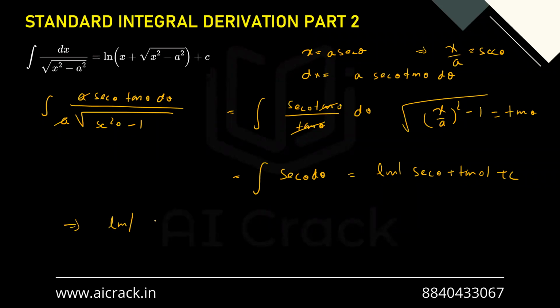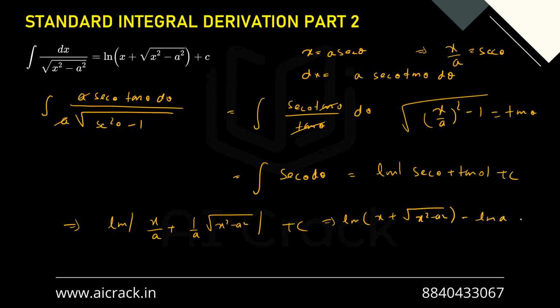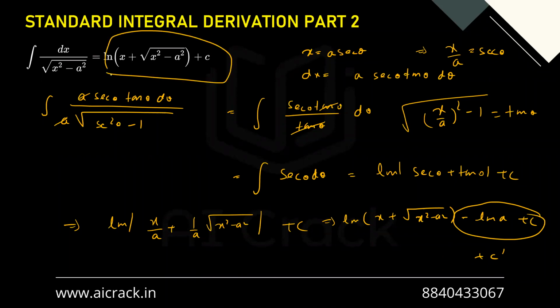ln of x by a plus 1 by a times under root x square minus a square, plus c. Now we know that this a is a constant number, and with the property of log, we can write it as ln of x plus under root x square minus a square, minus ln a, plus c. Now we can club both of them into a new constant called c dash. So that's the derivation part for this one, right?